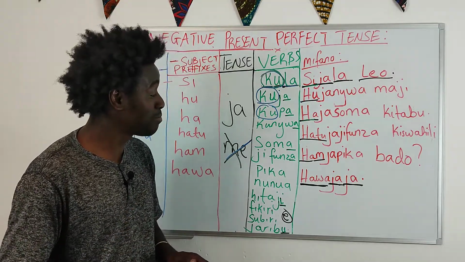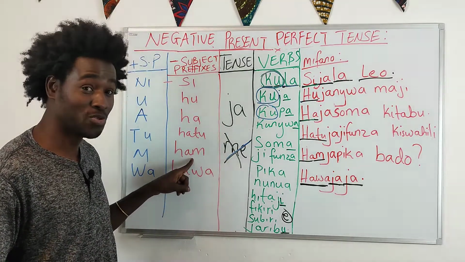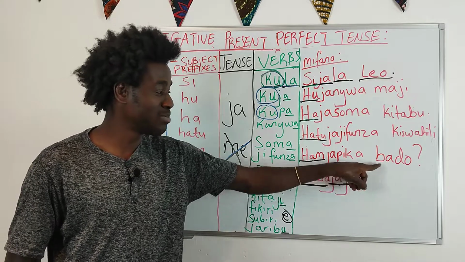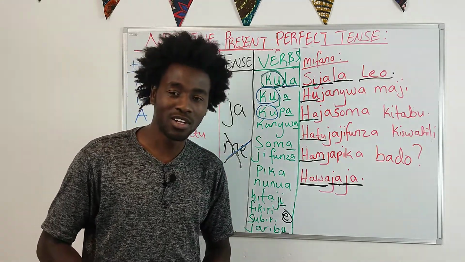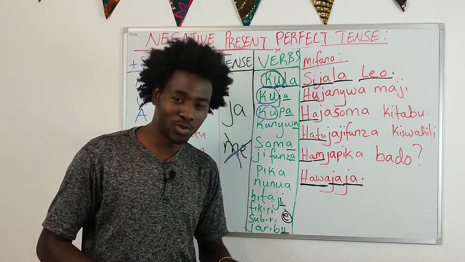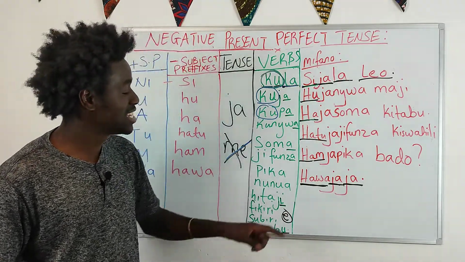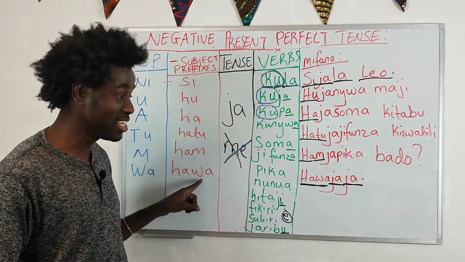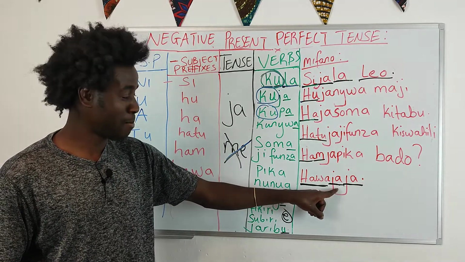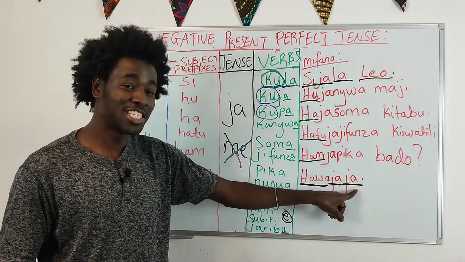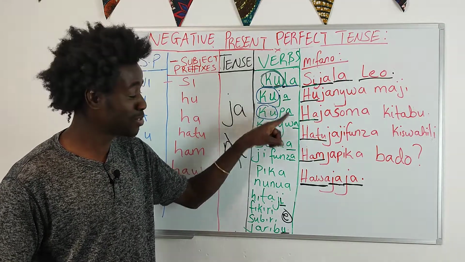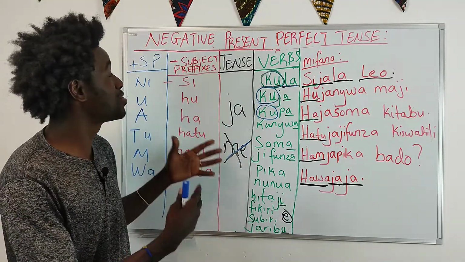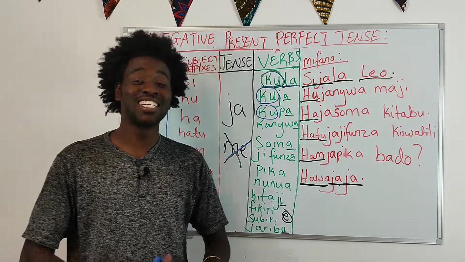And the next is hamjapika bado. So ham, the subject prefix that stands for you but plural, and ja, negative present perfect, and pika, cook, and bado, yet. So hamjapika bado, with a question mark, means you haven't cooked yet. And next is hawajaja. So hawa, negative, stands for they, and ja, negative present perfect, and another ja, from kuja, which means to come. So hawajaja means they haven't come yet. So that's how the negative present perfect tense is constructed.